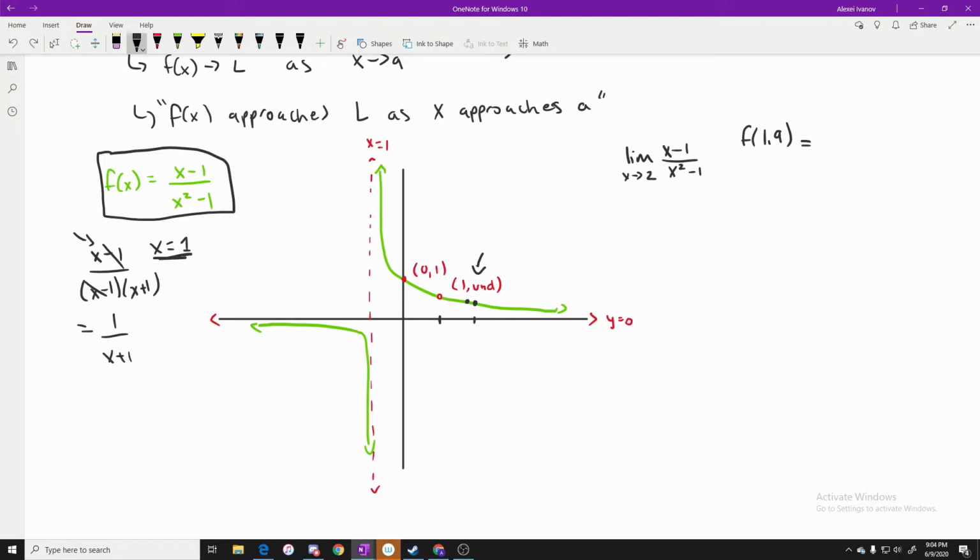If we calculate this, the answer will be 0.344827. And now let's take another point even closer to it, maybe something right here. So this will be f at 1.99. And this will be 0.334448. Finally, if we go even a little bit closer, like super close to the point, f at 1.999, this will equal 0.3334444.